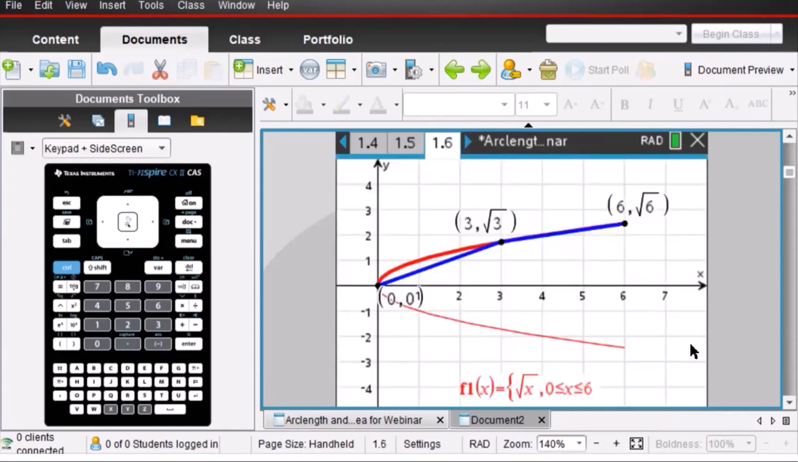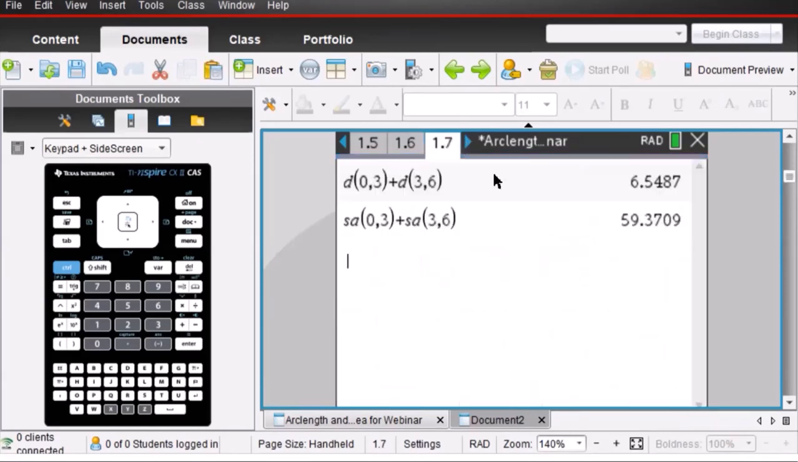Let's have another idea. Let's try to now join 2 points or 2 sub-intervals. Let's join the point 0, 3 and the point 3, 6. So we've got 2 sub-intervals now. This is obviously going to give me a better approximation to the arc length and to the surface area of those 2 bits when they're rotated around the x-axis.